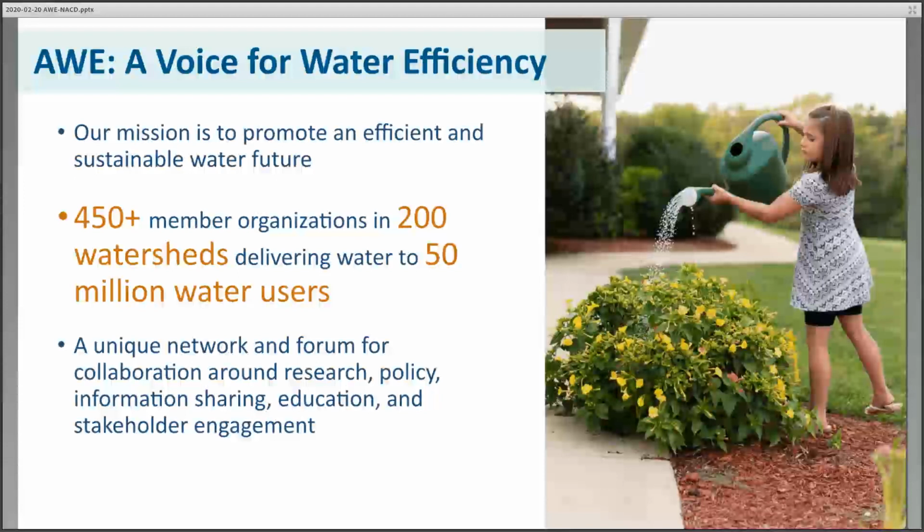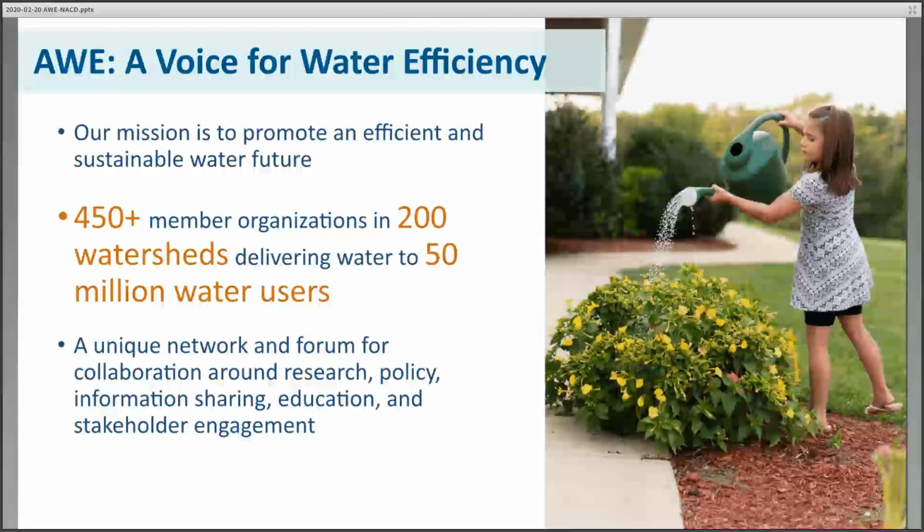We have about 450 members throughout North America, and that covers 200 watersheds, and a lot of our members are water utilities, and collectively they deliver water to over 50 million water customers. So we have a very far reach. We have a wonderful network, and we carry out our mission through conducting research, developing resources and tools, providing training and education. We do quite a bit of policy advocacy, and maybe most importantly, what we do is create peer networking. So we bring our network together.